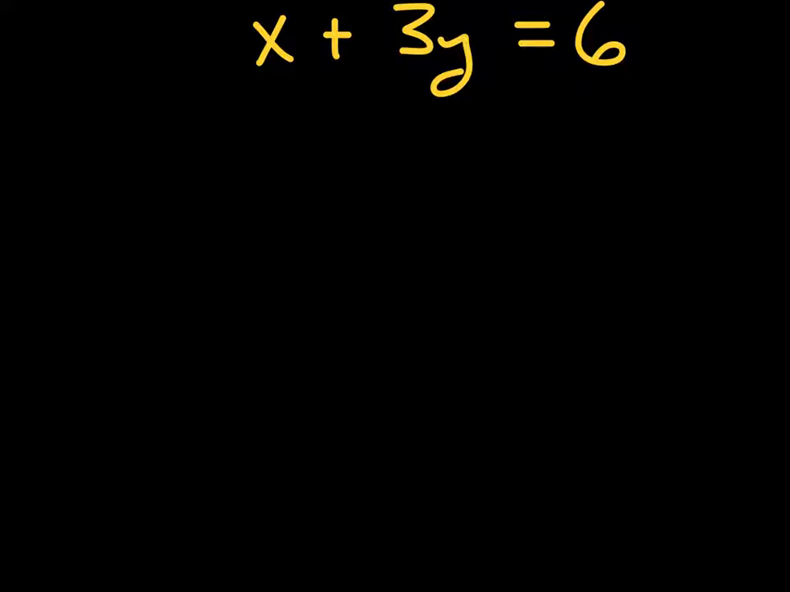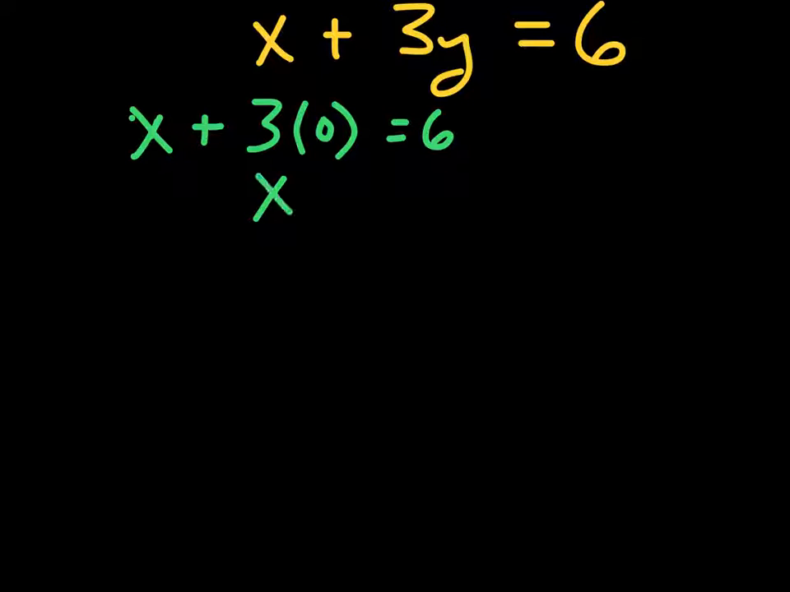Okay, I'm going to solve for the x-intercept first, and because I'm going to solve for the x-intercept first, do you remember what you let y equal? That's right, you let y equal 0. When we solve for x, 3 times 0 is going to be 0, so we're just left with x equals 6. So our x-intercept is going to be at the point (6, 0).